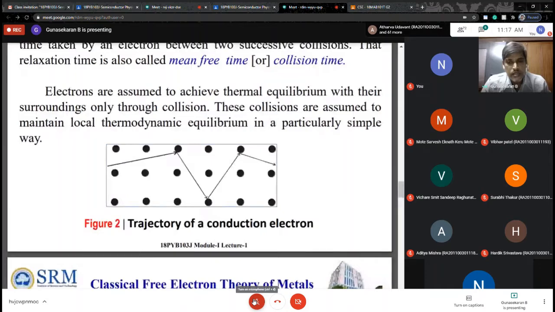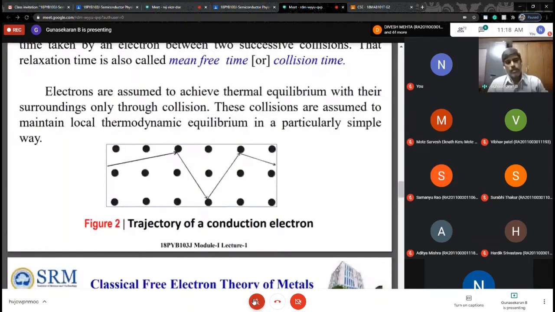In the case of an ideal metal, there are two times, relaxation time and collision time, and both are almost equal for ideal cases. In metals, the relaxation time or mean free time, or collision time, is denoted by tau. Do you understand this? Okay. So now, so many points.